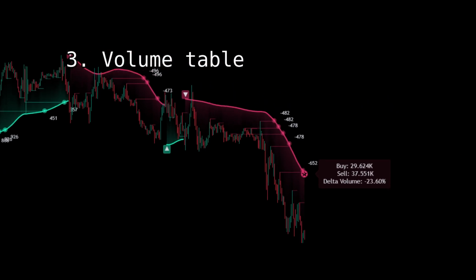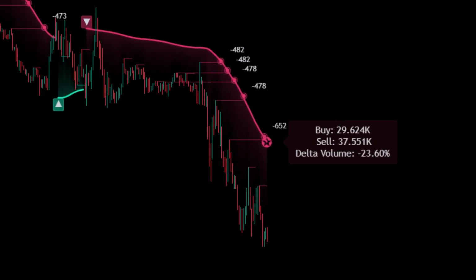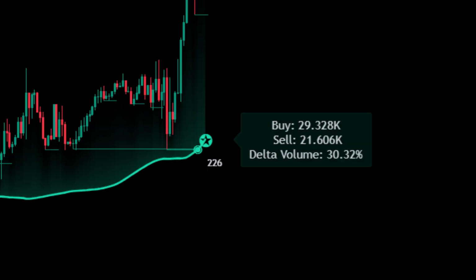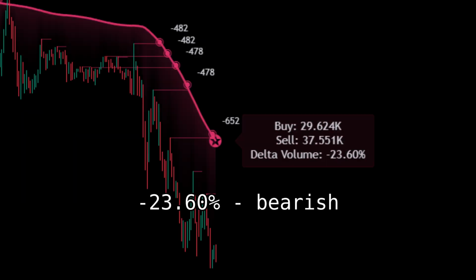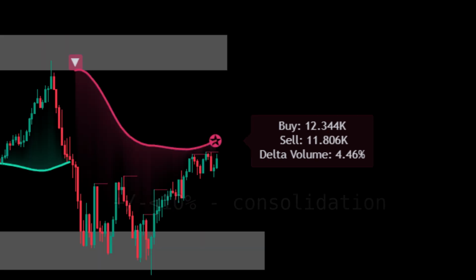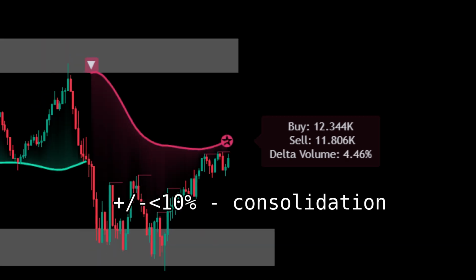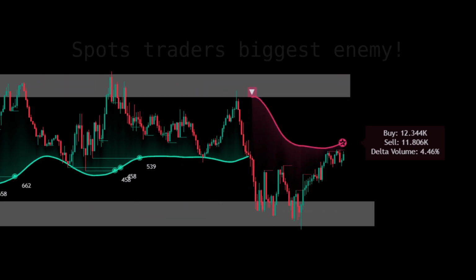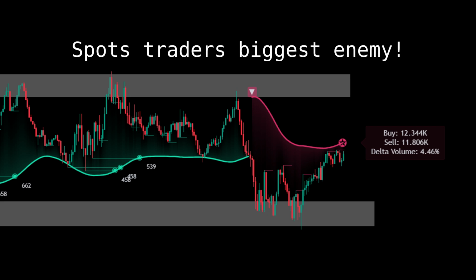3. Volume table. Displays the current trend volume for bullish and bearish candles, along with their percentage difference, called delta volume. Positive percentage means that the trend is bullish, negative means that it is bearish, and a value from around negative or positive 10% to 0 means that the market is consolidating, which is where this indicator is unique.